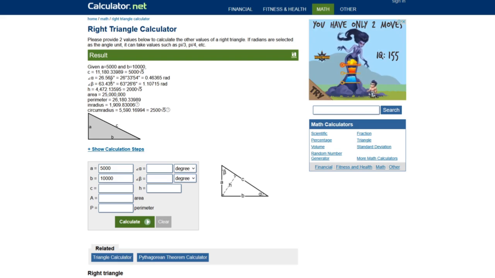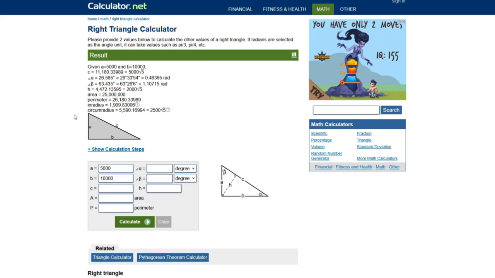Given that A is 5,000, which is Polaris height, and B, the distance to the equator, is 10,000. C, which is the hypotenuse, which we're not worried about, is 11,180. That's fine, we don't care. But A is 26.56 degrees. Now, when you're on the equator, Polaris is supposed to be at 0 degrees or thereabouts, depending on its declination. 26.56 degrees, that's not 0. That's 26.5 degrees out of whack.